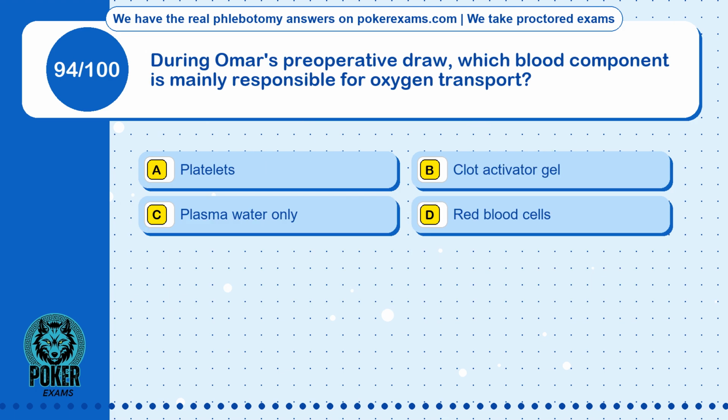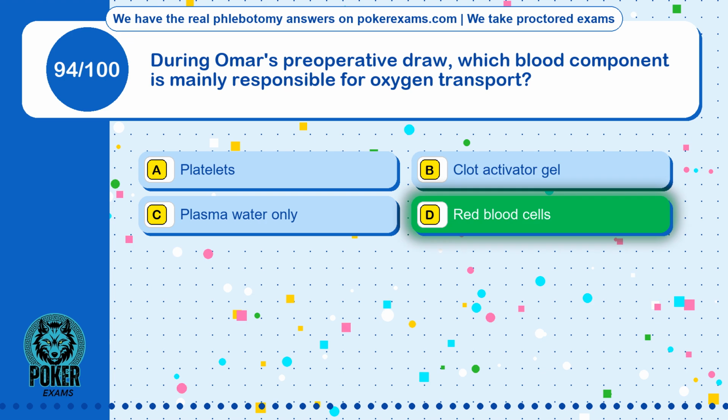Question 94. During Omar's preoperative draw, which blood component is mainly responsible for oxygen transport? Option A, platelets. Option B, clot activator gel. Option C, plasma water only. Option D, red blood cells.